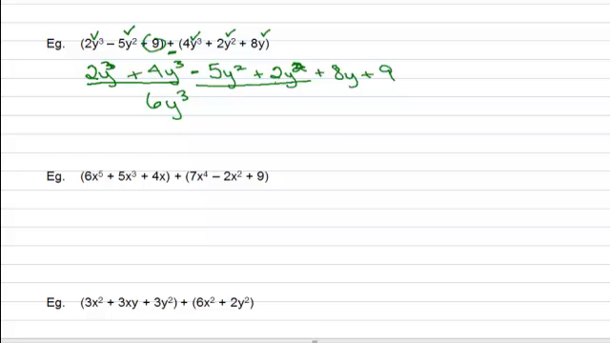I again add the coefficients. I've got negative 5, positive 2. Keep the variable. These guys are not like terms. Nothing I can do with them. I just bring them down, do a double check to make sure I don't have any like terms that I missed, and it looks like I'm good to go.